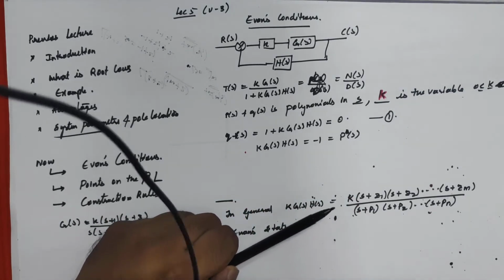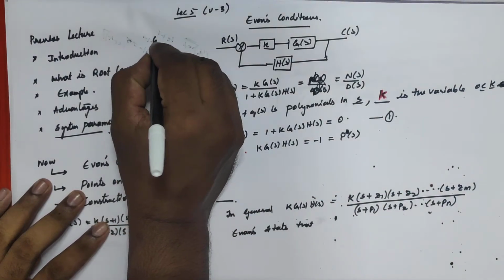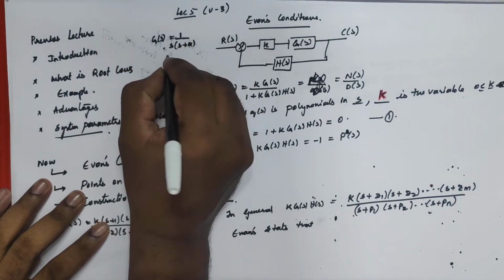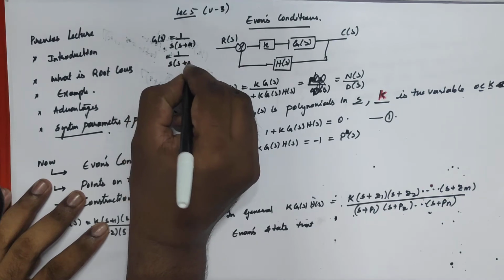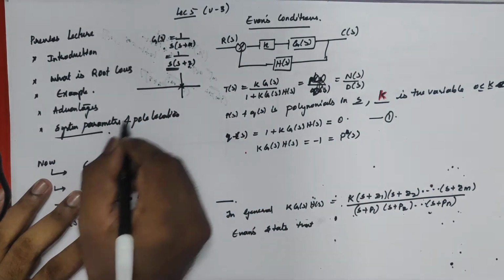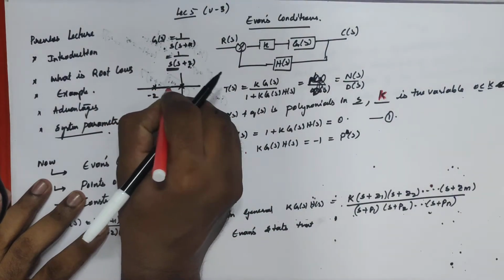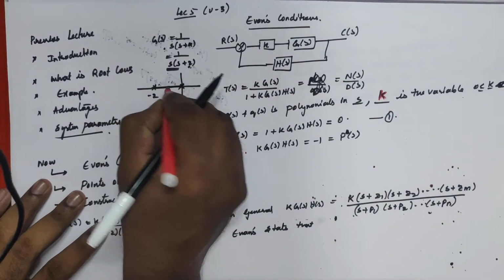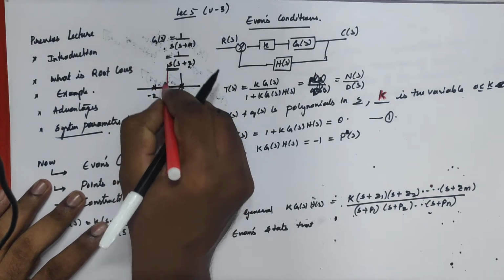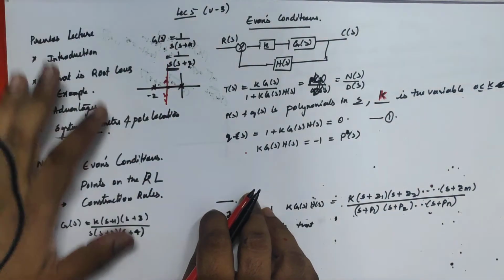To draw the root locus we have some rules. Generally, before, I only used a second order function, let us say 1 by s into s plus 2. That means my poles are at 0 and at minus 2, and the root locus just shifts like this. This is a small second order function.